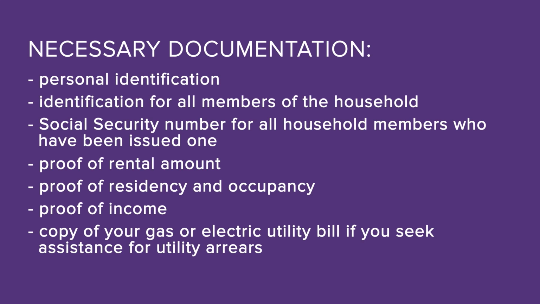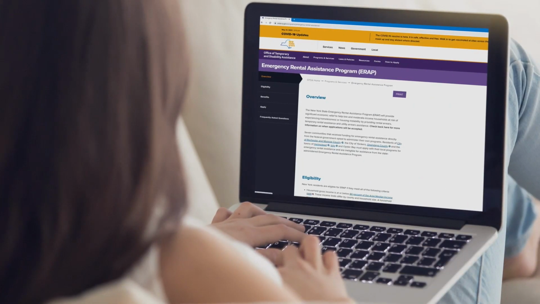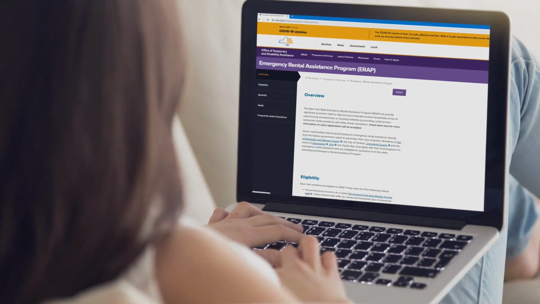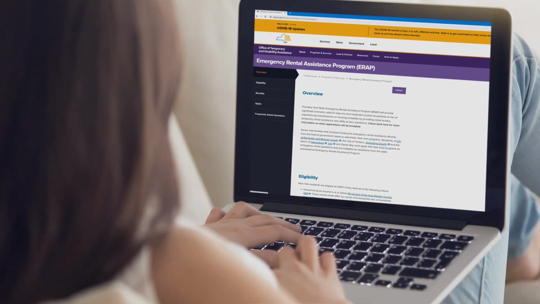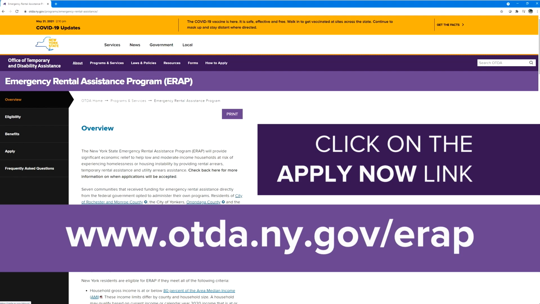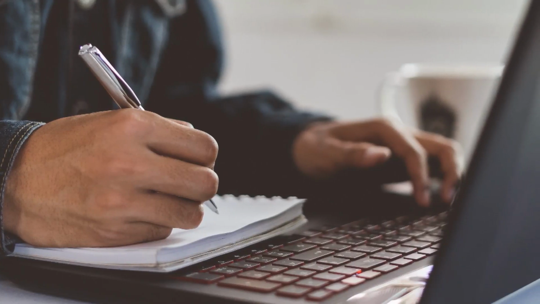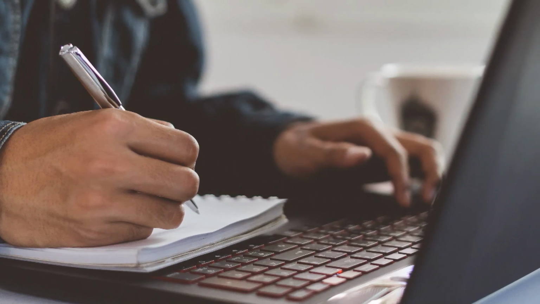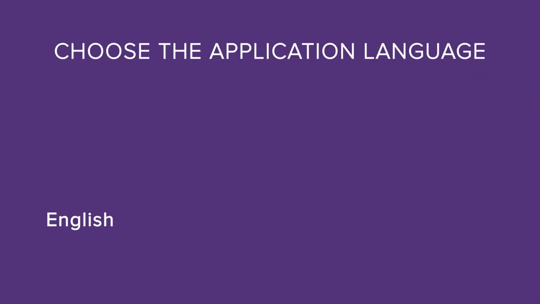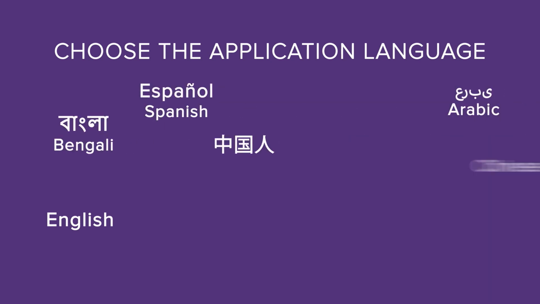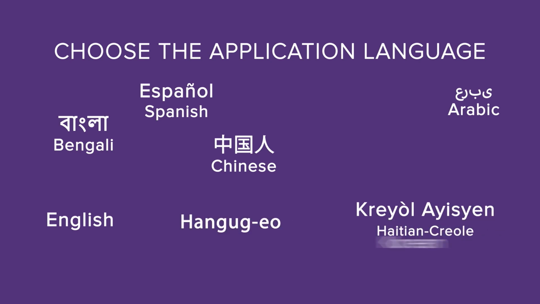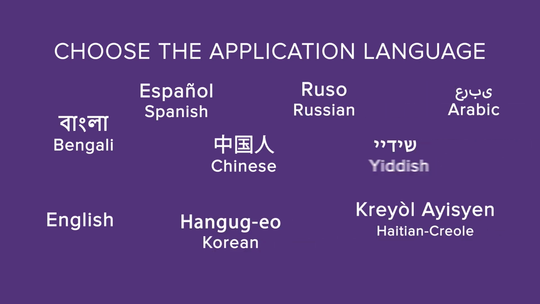utility arrears. You do not need to have a Social Security number or lawful immigration status to apply for the program. We suggest visiting our ERAP website to familiarize yourself with these documents prior to starting your application. Once you are in the application, you can choose which language you would like it to be in. The options are English, Spanish, Arabic, Bengali, Chinese, Haitian Creole, Korean, Russian, and Yiddish.